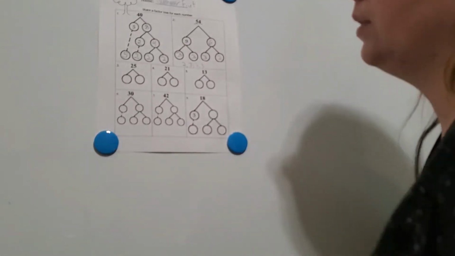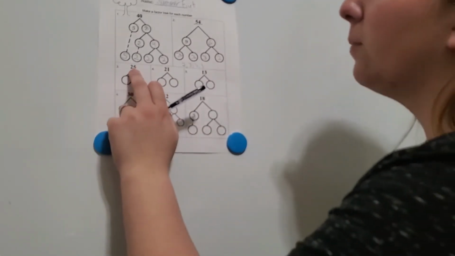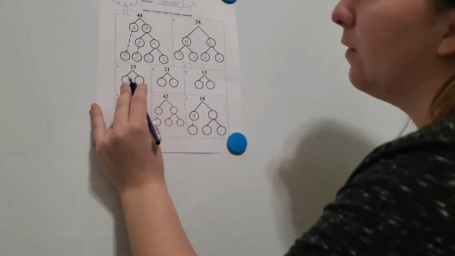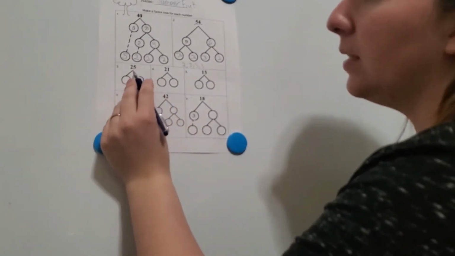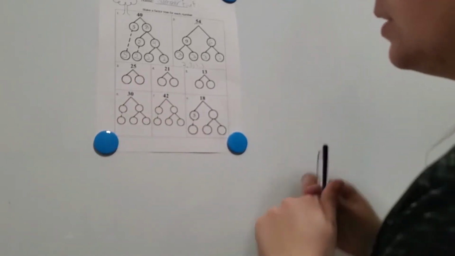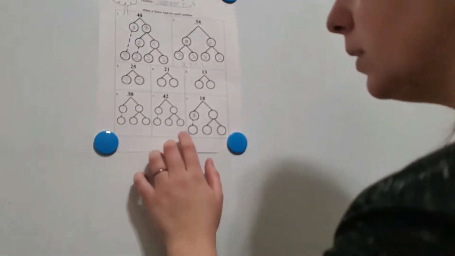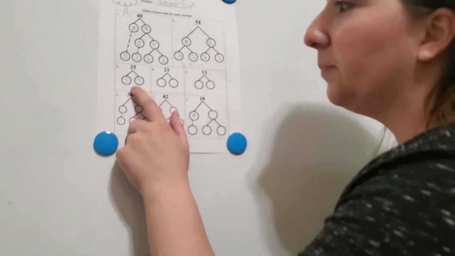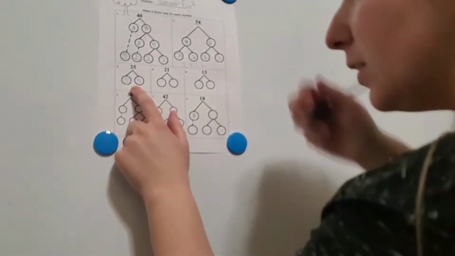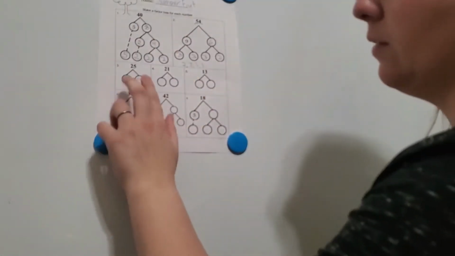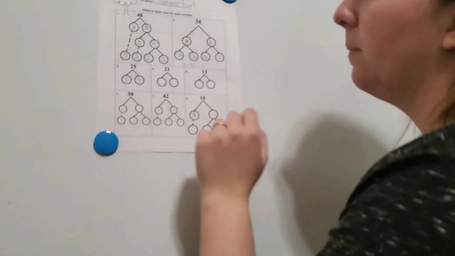Okay, so let's do number 25. We know that 5 times 5 is equal to 25. So we're going to put these 5s in here. And 5s are prime numbers. So we're actually done. Easy peasy. So our answer would be 5 and 5. We can leave them circled or we could rewrite them down to here.